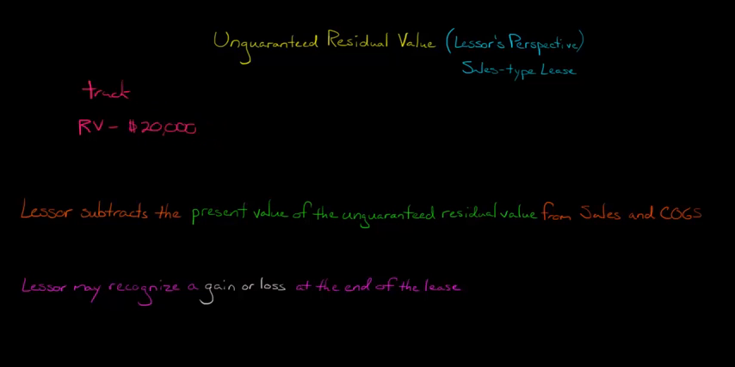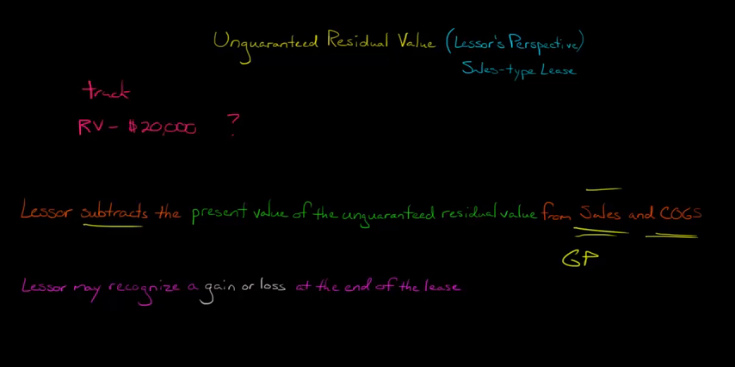Because of that, there's some uncertainty about whether you've actually sold this unguaranteed portion of the asset, right? So to account for that, as the lessor, you're going to subtract the present value of the unguaranteed residual value. In this case, you take the present value of the $20,000, and you deduct that from both sales revenue and from cost of goods sold. Because you're reducing both by the same amount, your gross profit is going to be unchanged.